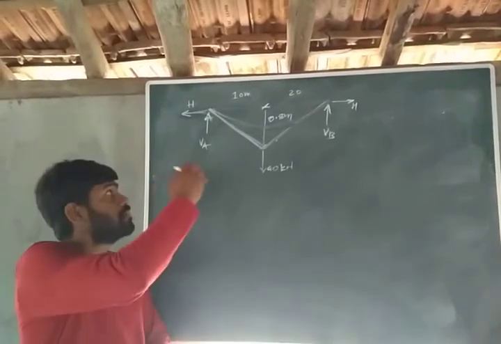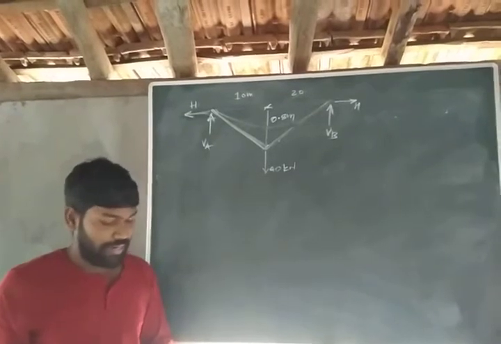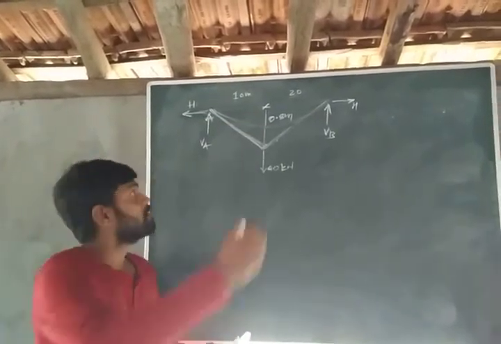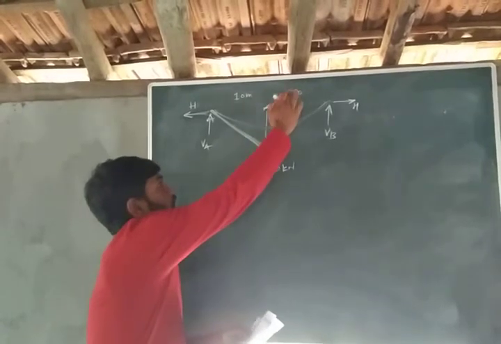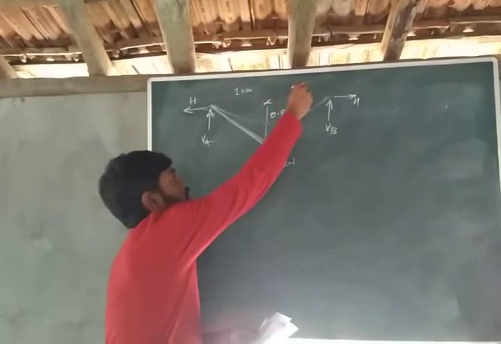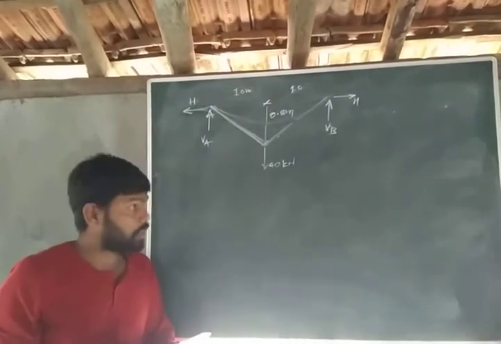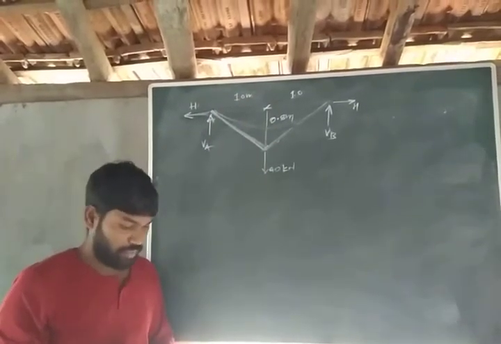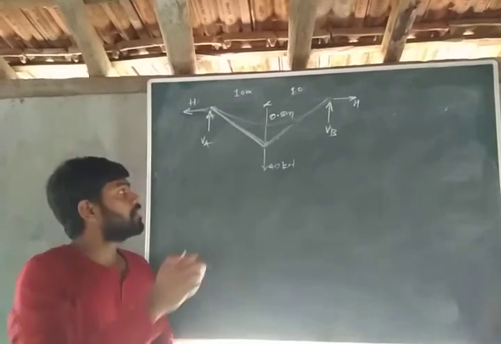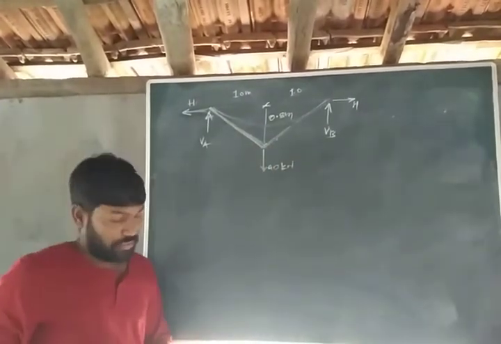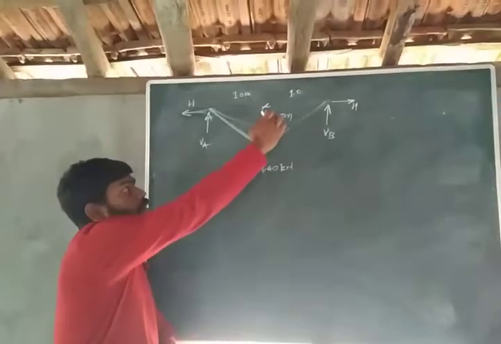Now, this is the sketch. Here, the light cable is supported at 2 points A and B, and it is 20 meter apart from both ends. This A and B, total distance or span of the cable is, let us say, 20 meter, and one concentrated load of 40 kilonewton is applied at the center. The central dip of the cable is 0.8 meter.